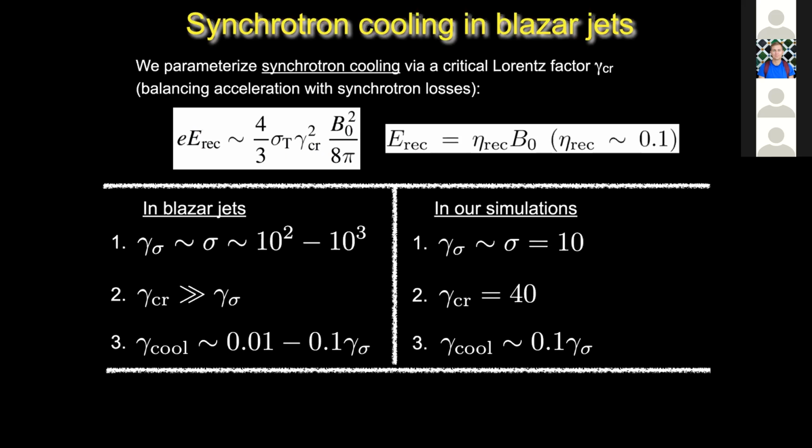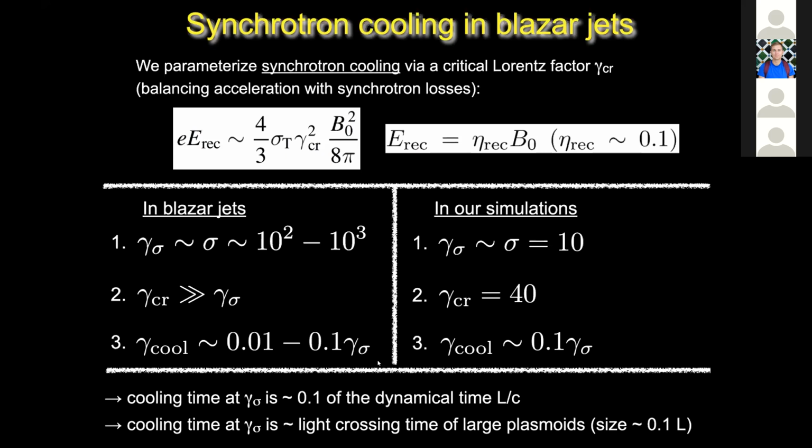The important point that I would like to emphasize is just the one that I mentioned. The cooling time at gamma sigma is of order 10% of the dynamical time. But since the size of the largest plasmoids, as I said earlier, is of order 0.1 of the size of the system, then the cooling time for a particle streaming through the large plasmoid is of order the same as the crossing time of that same particle. So particles cool while crossing the plasmoid along the magnetic field.